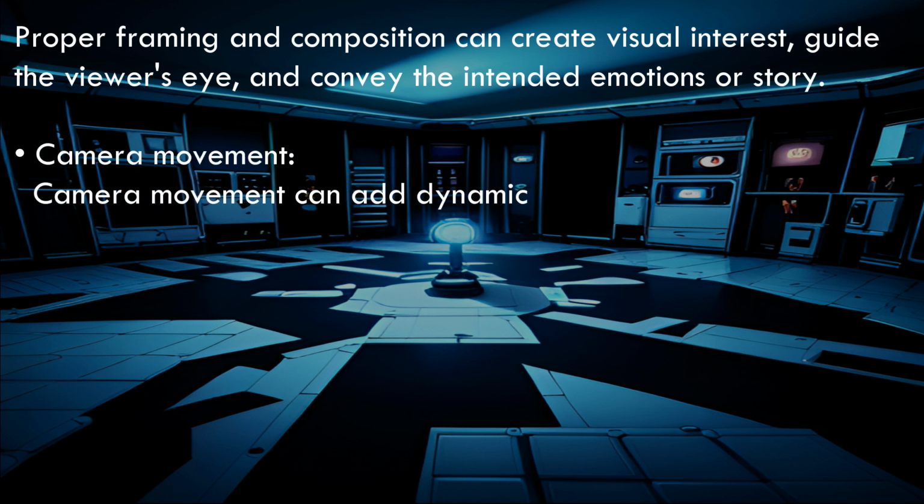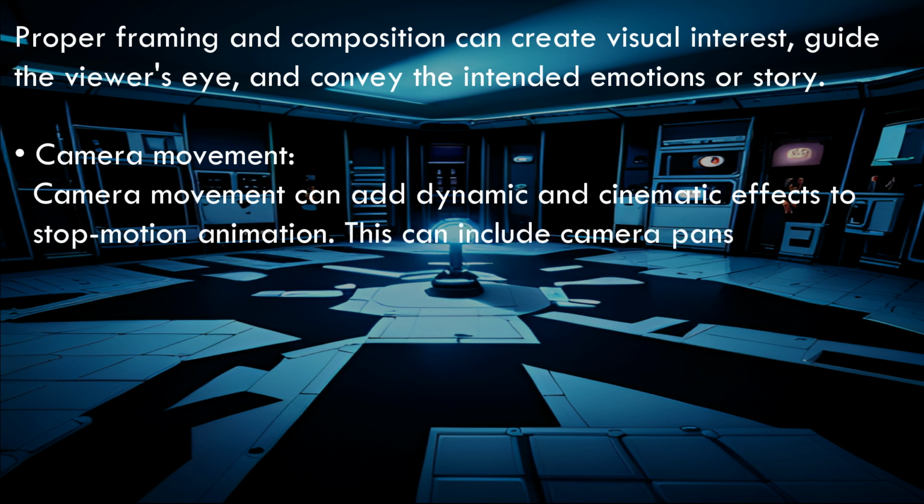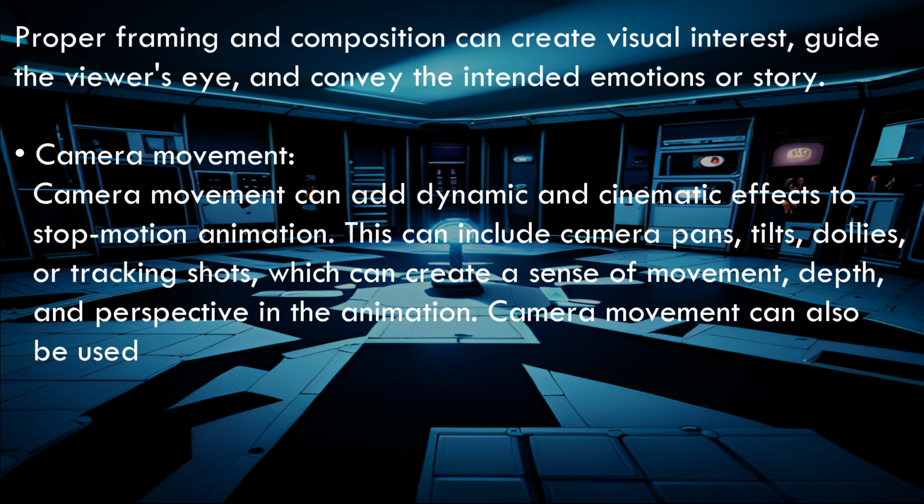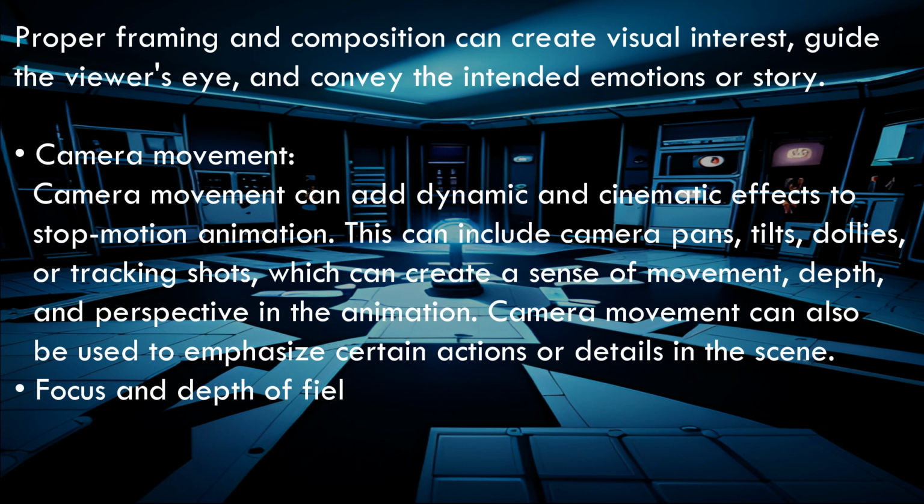Camera movement. Camera movement can add dynamic and cinematic effects to stop-motion animation. This can include camera pans, tilts, dollies, or tracking shots, which can create a sense of movement, depth, and perspective in the animation. Camera movement can also be used to emphasize certain actions or details in the scene.